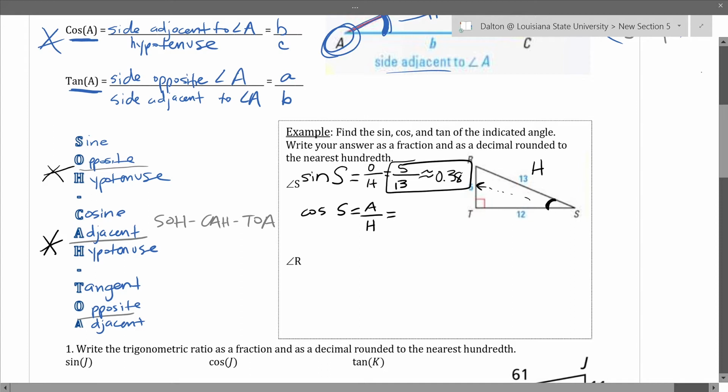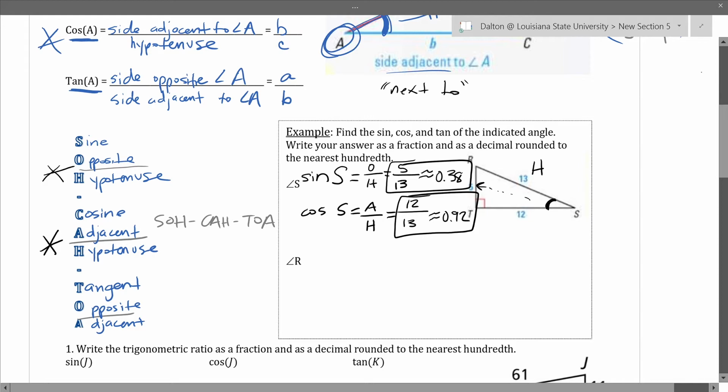So again, I'm standing on angle S. Adjacent, remember the word adjacent means next to, so you can add that up here in this picture if you want. Adjacent means next to, so next to angle S has to be 12, and the hypotenuse is still 13. Plug that in your calculator to the nearest hundredth, you're at about 0.92.